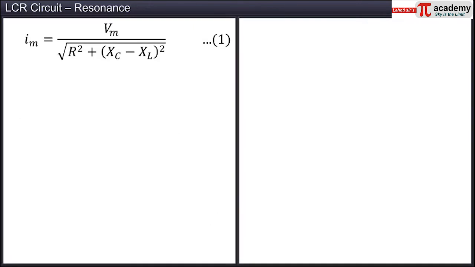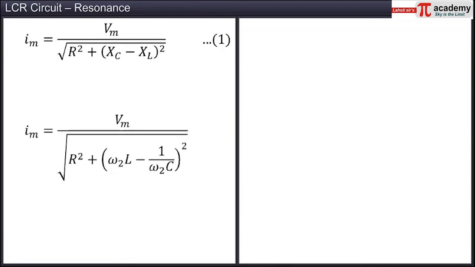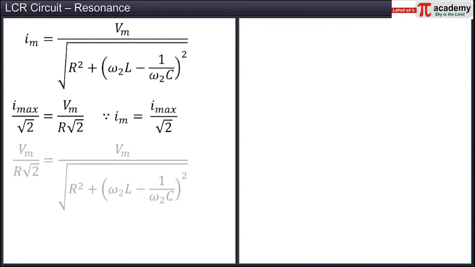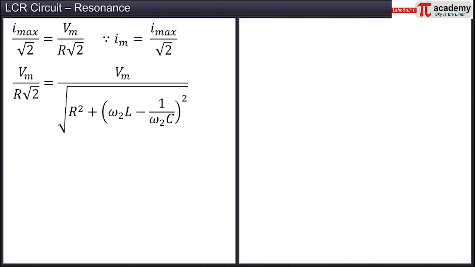Let us now calculate the value of delta omega using equation 1 for the angular frequency omega 2. Since the amplitude of current is 1 by root 2 times the maximum current at resonance, we get I max by root 2 is equal to Vm by R into root 2. On simplifying, we get omega 2 L minus 1 by omega 2 C is equal to R.